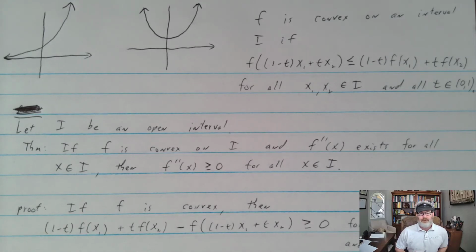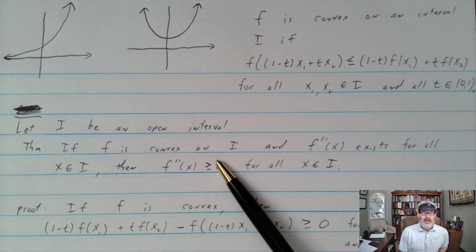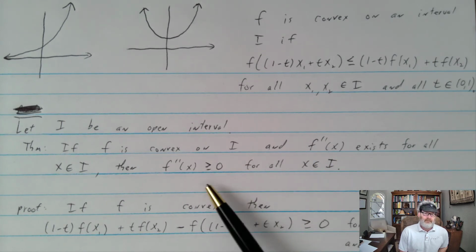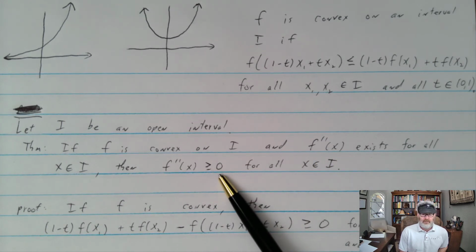And it's an if and only if, so we will show conversely, if f is convex and the second derivative exists, then the second derivative is always non-negative.